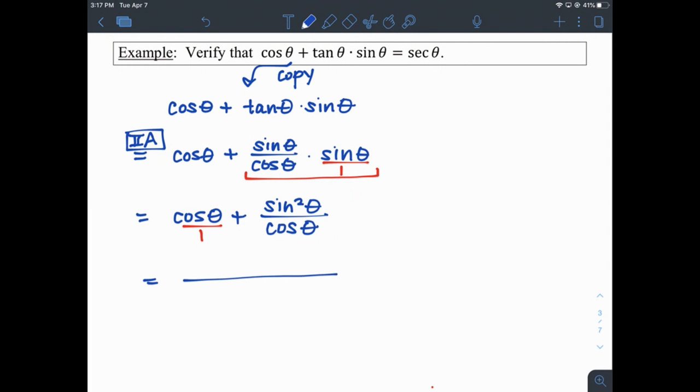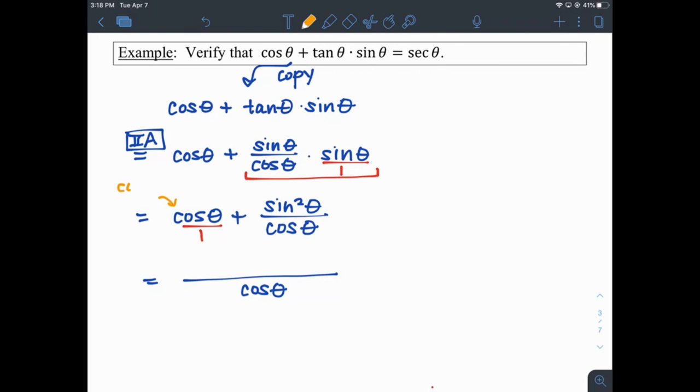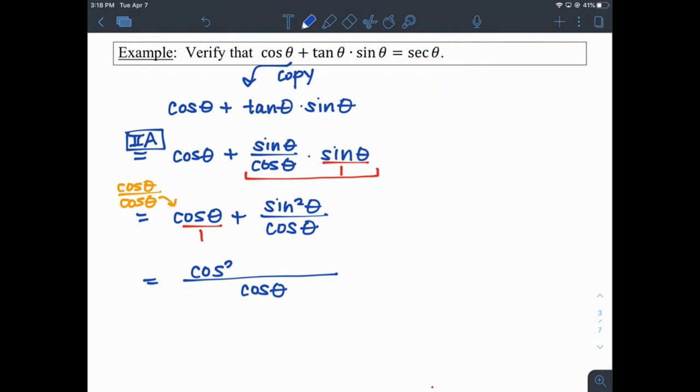My common denominator, 1 times cosine theta, is cosine theta. The first fraction, top and bottom, gets multiplied by cosine theta. So when we do that, we get a cosine squared theta in the top. Second fraction, the denominator doesn't change, so the numerator doesn't change.